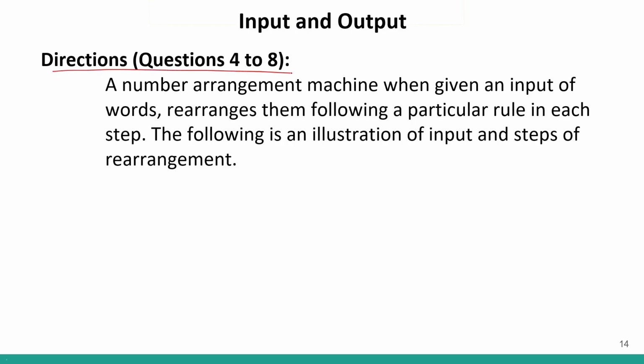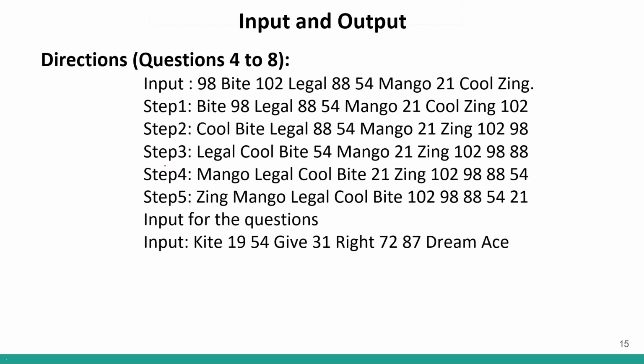Moving on to questions 4 to 8. Similar directions are given to us. A number arrangement machine, when given an input of words, rearranges them following a particular rule. In each step, the following is an illustration of input and steps of rearrangement. Basically, this is the input based on which we get step 5, which is the output. We have to find the output for this particular input.